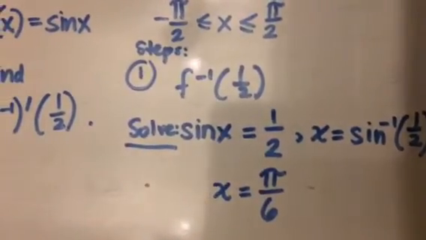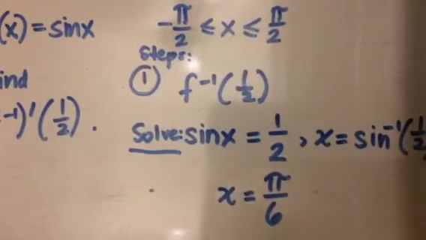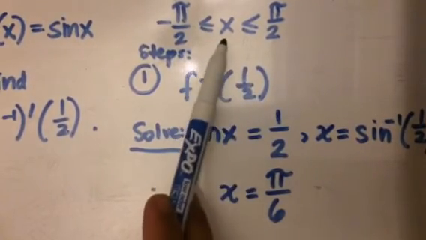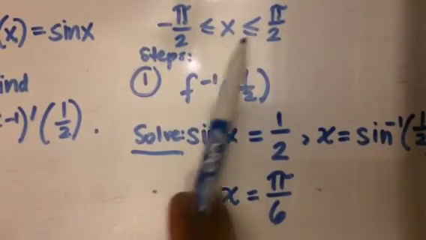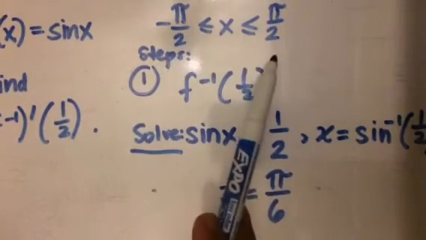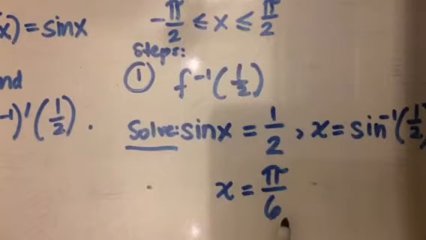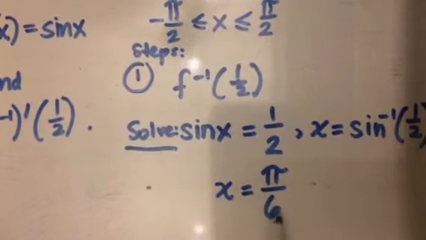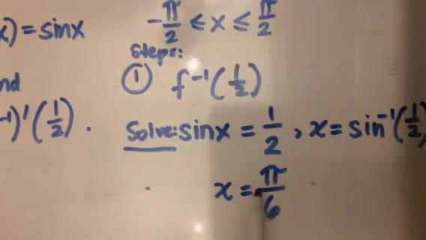So x is equal to pi over 6, and checking to see the given domain of x, it says that your angle should be between negative pi over 2 and pi over 2. So, which means pi over 6 is our solution.